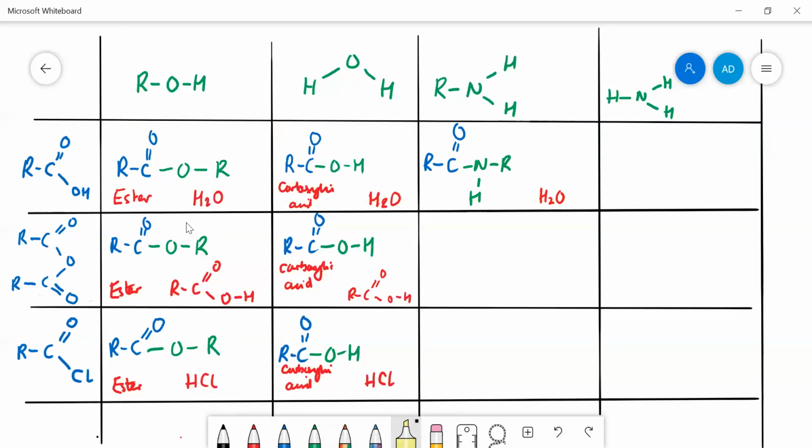Let's do the next one down. As we go down, the organic product is always the same, isn't it? So we're going to get the N-substituted amide again. But this time, what's the small molecule we're going to get? Well, we're going to lose that bit from there and that from there. So we're going to get a carboxylic acid as the small molecule which is eliminated. I should write down that N-substituted amide. Same here, N-substituted amide.